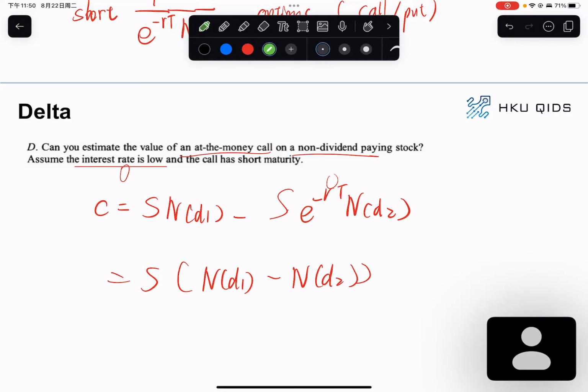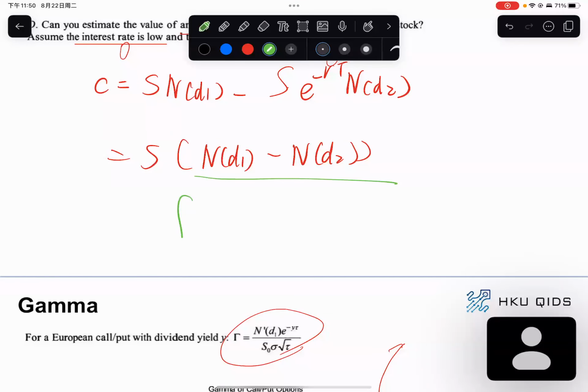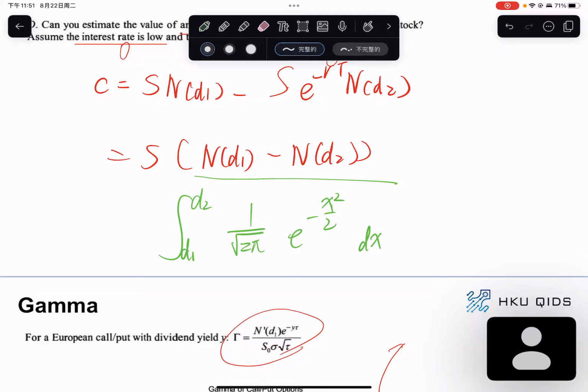And how about this part? For this part, it can be written as the integral from d2 to d1 of dx, 1 over square root 2 pi, e to the negative x squared over 2, right? The density function for the standard normal distribution. So what's the next step? Oh, sorry, it's d1 minus d2. So d2 should be at the bottom position. It's from d2 to d1, okay?